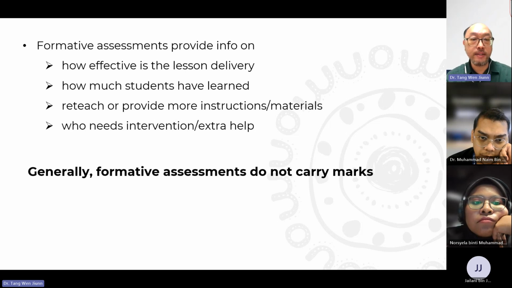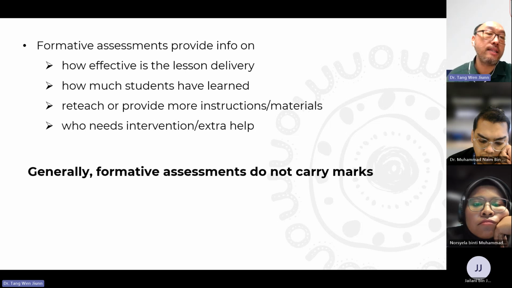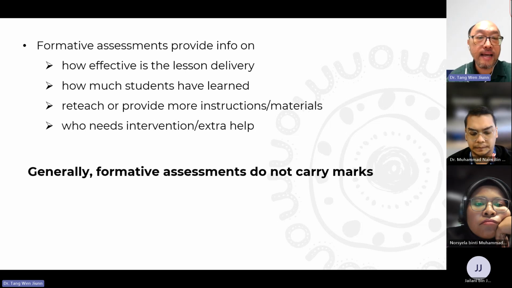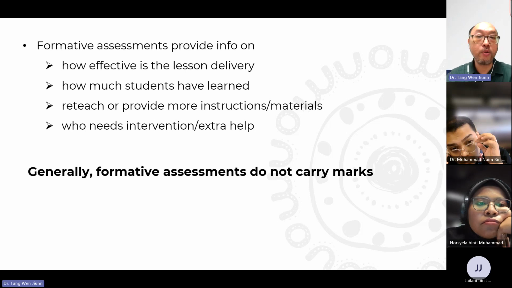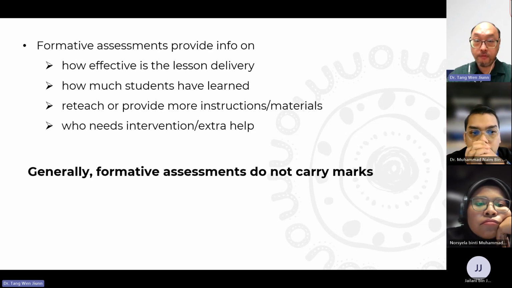So formative assessment is not just for the sake of doing the activity. There's a purpose behind it, why we want to do this. First is basically a measurement of the effectiveness of your lesson delivery for that particular lesson. Is it successful? How successful? And then, how much the students have learned, and your course of action after you give them the homework or the quiz, then how's the response?